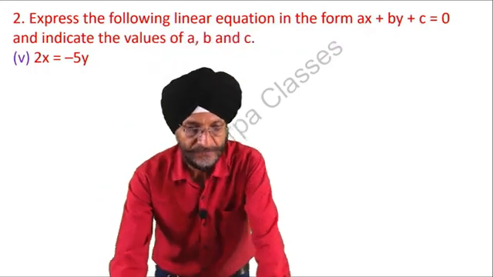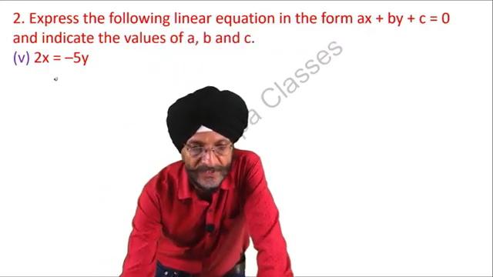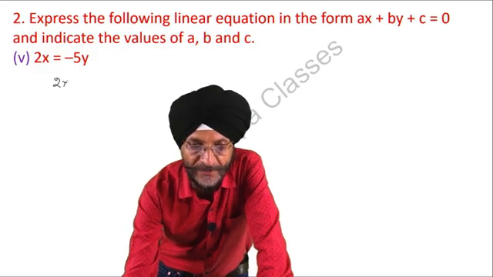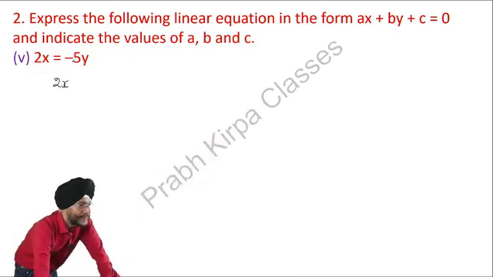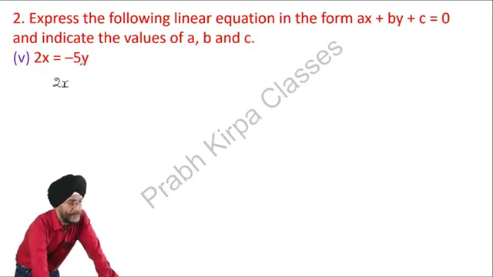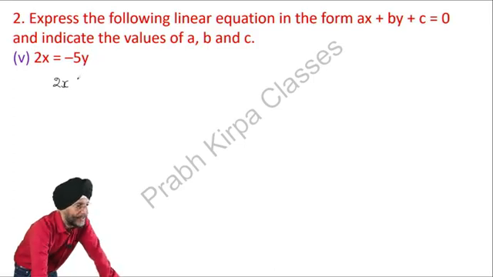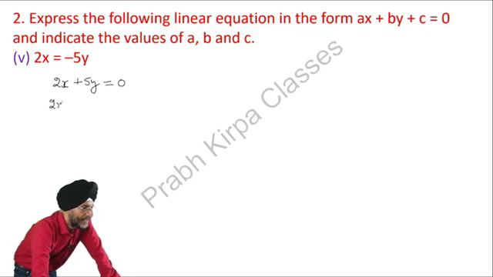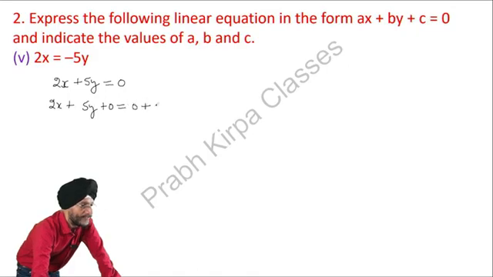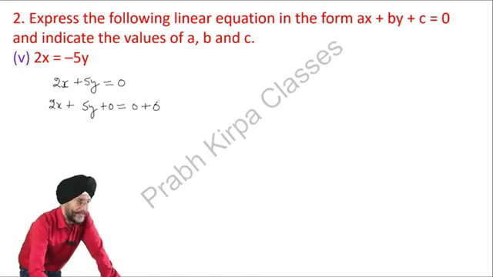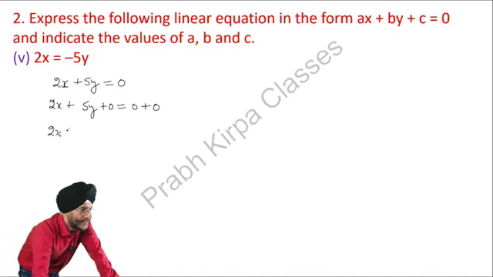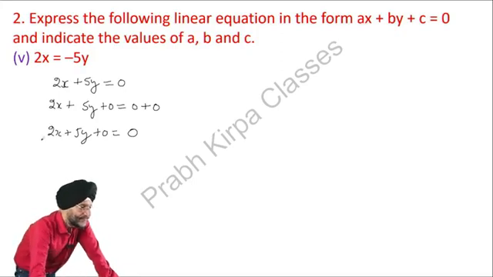Now, the next question, here it is given 2x is equal to minus 5y. So, here we will take this term to the other side. 2x, here it is negative, and when shifted to the left hand side it becomes positive. So, here it becomes 0. We can rewrite it as 2x plus 5y plus 0. We will add 0 on both sides. It does not make any difference. We can rewrite it as 2x plus 5y plus 0 is equal to 0. 0 plus 0 is equal to 0.